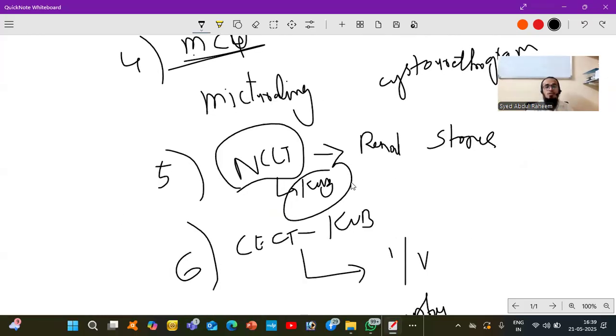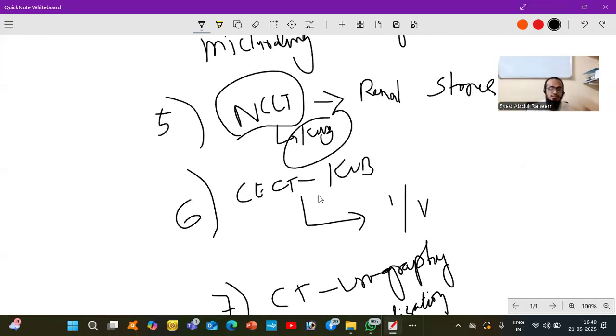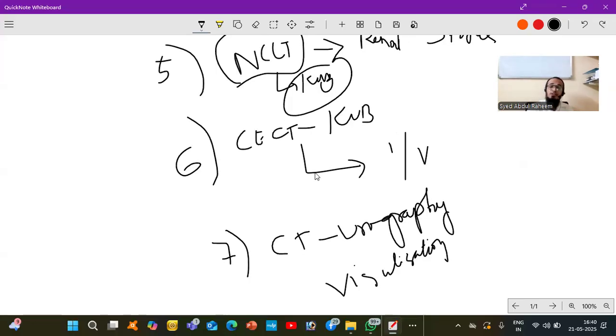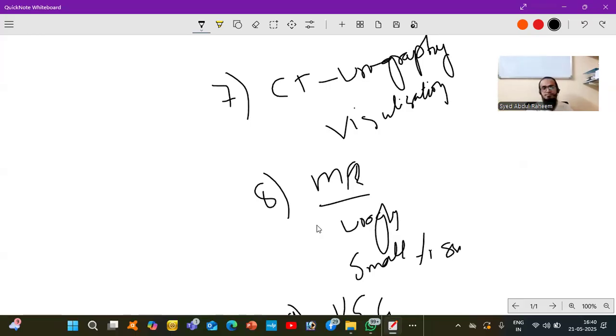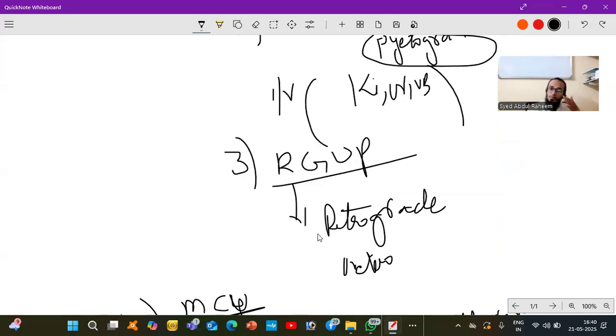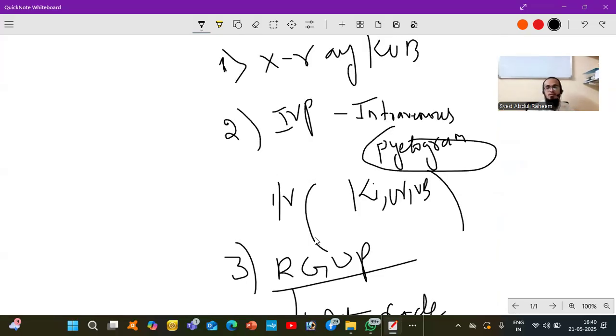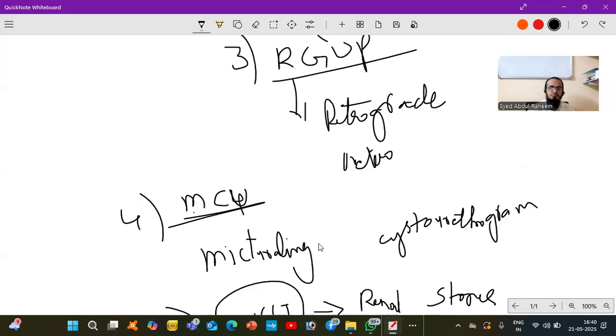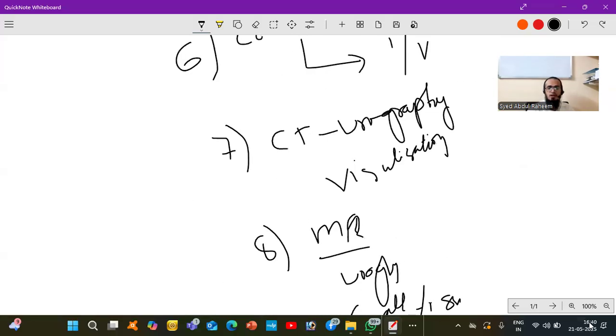If not, then we have to go through CECT, or for any infection or fever we go through CECT, or else MRI is also required in some conditions. This is how we can approach the disease while seeing the patient's condition. Okay, understood, sir?